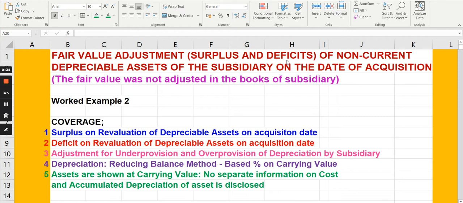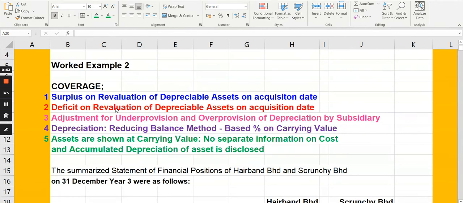The surplus and deficit here is the surplus and deficit relating to non-current depreciable assets of the subsidiary, where the fair value surplus or deficit of the asset was not yet adjusted in the books of the subsidiary. I have with me work example 2, where the coverage has these 5 items to be covered.